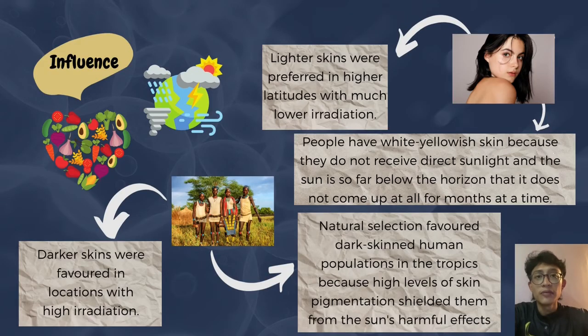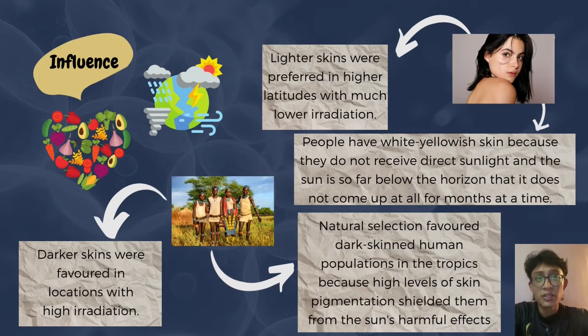There is no doubting that environmental variables such as weather and diet may influence skin tone. In the case of weather, it is caused by the intensity of incoming UV radiation, which has a significant relationship with the global distribution of human skin color. Darker skins were favored in locations with high irradiation, while lighter skins were preferred in higher latitudes with much lower irradiation. Because light has a greater influence on skin color than temperature alone, color alterations are caused by an increase in incident solar energy in reaction to change in body temperature.